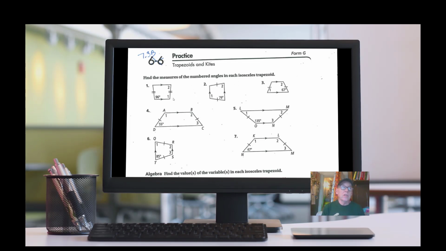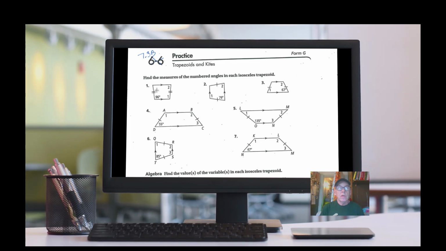So they're telling us that these are isosceles trapezoids, so we know if it's an isosceles trapezoid, it has congruent base angles. The diagonals are going to be congruent. We got the legs congruent. Might have to do alternate interior angles, stuff like that. So let's see what we have.